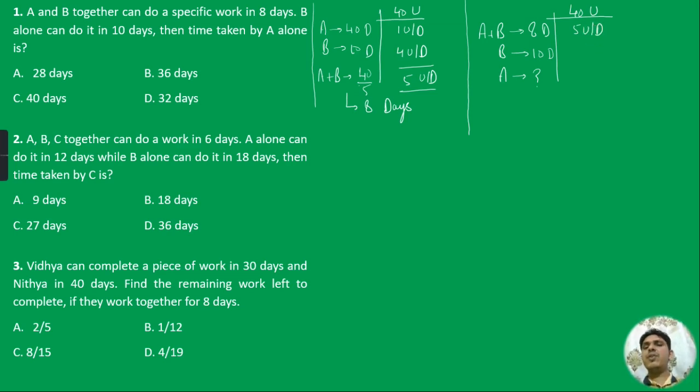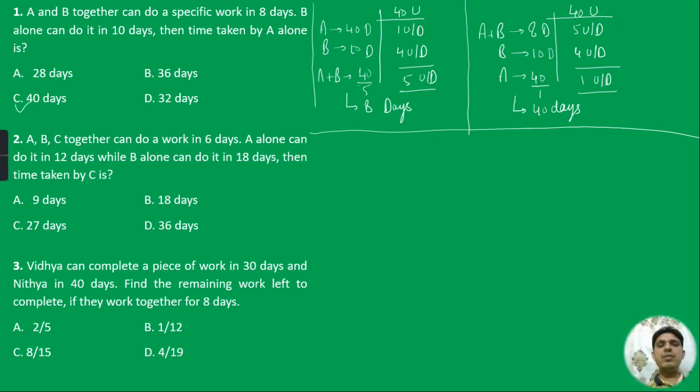And 1 day work of B will be 40 divided by 10, that is 4 units per day. Now for finding 1 day work of A, this will be 5 minus 4, that is 1 unit per day. And for finding the days taken by A, this will be the complete work, which I have assumed 40, divided by 1 day work of A, that is 1. So this will be 40 days. So students, the answer of this question will be 40 days.